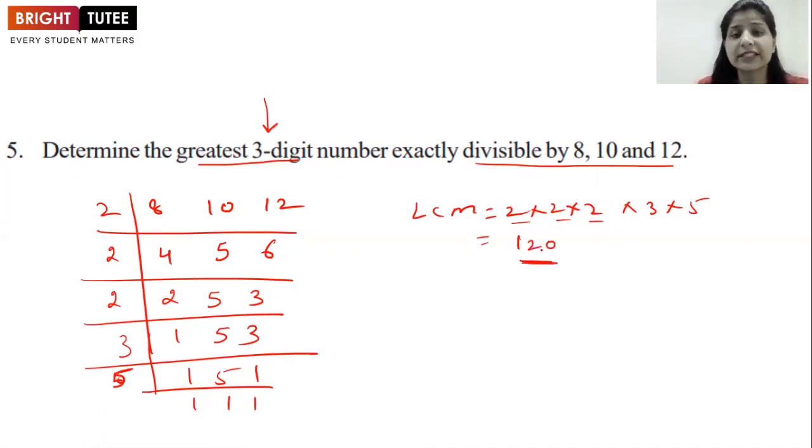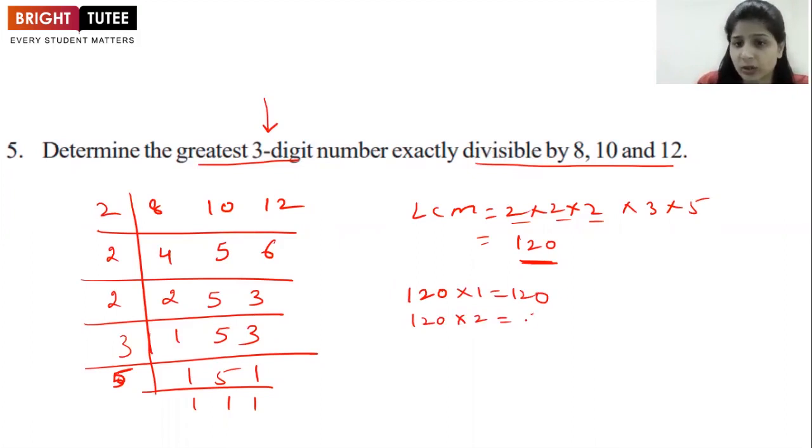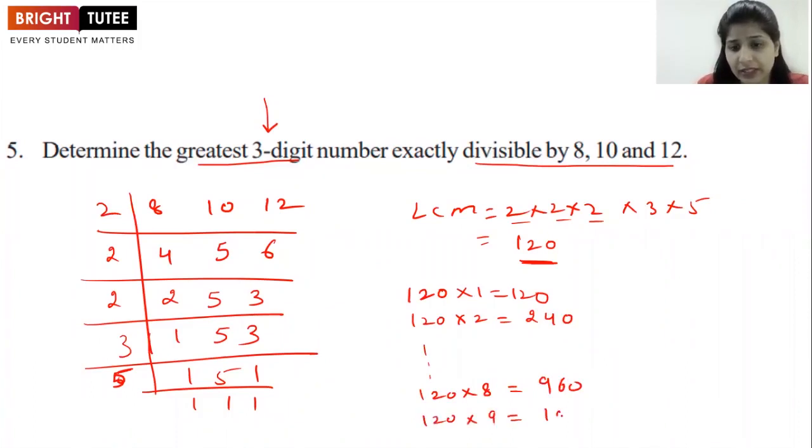So students, 120 is the smallest multiple, okay? And it is 3 digits. So it will be divisible by 8, 10 and 12. In this case, if it were the smallest, the answer would have been 120 because this is the first multiple. But they are talking about the greatest 3 digit number. So I will start with multiplying, like 120 into 1 is 120, that is the first multiple. The next number that would be exactly divisible by all the three numbers is 240. So like this, when you multiply by 8, you get 960, and when you do it with 9, you will get 1080.